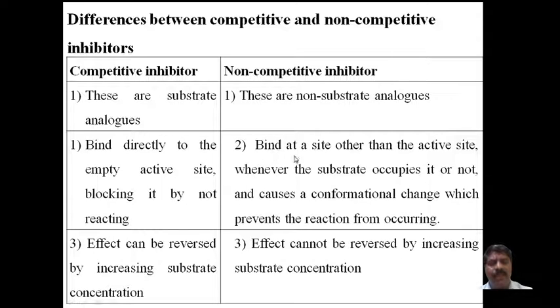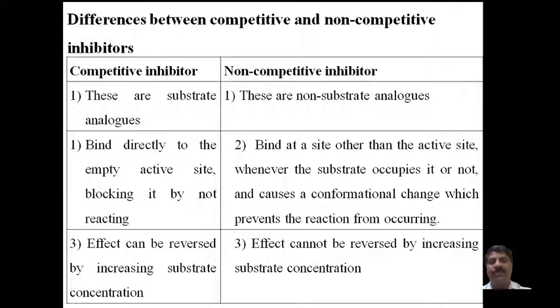And next, it binds at a site other than the active site. The non-competitive inhibitor always binds at a site other than the active site, whether the substrate occupies it or not. It binds other than the active sites in the enzymes, and it causes conformation changes, preventing the reaction from occurring. Due to this it changes the conformation. If the native conformation is there, the rate of the reaction will increase. Otherwise the product will not be formed. The native structure of that molecule changes, and hence the reaction will not occur.